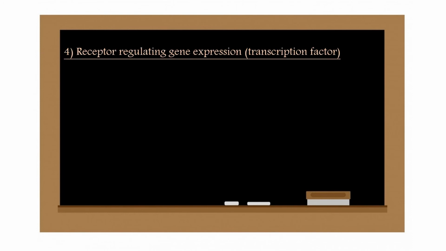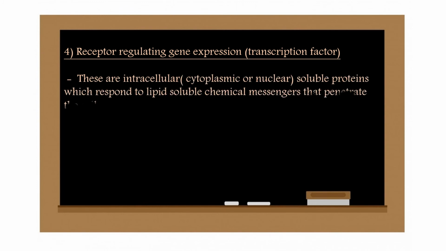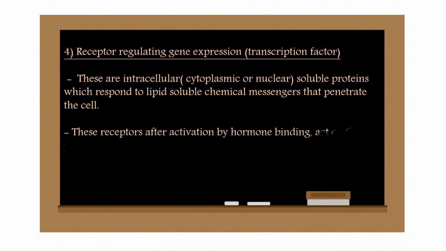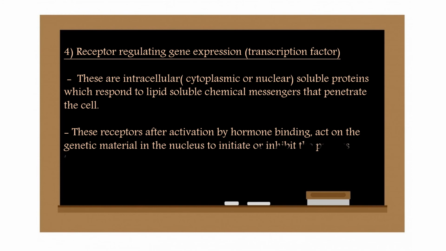The fourth receptor is the receptor regulating gene expression, the transcription factor. These are intracellular, that is cytoplasmic or nuclear, soluble proteins which respond to lipid-soluble chemical messengers that penetrate the cell. These receptors, after activation by hormone binding, act on the genetic material in the nucleus to initiate or inhibit the process of transcription.